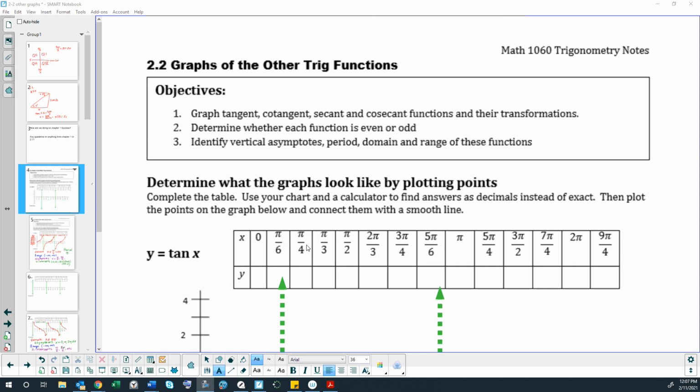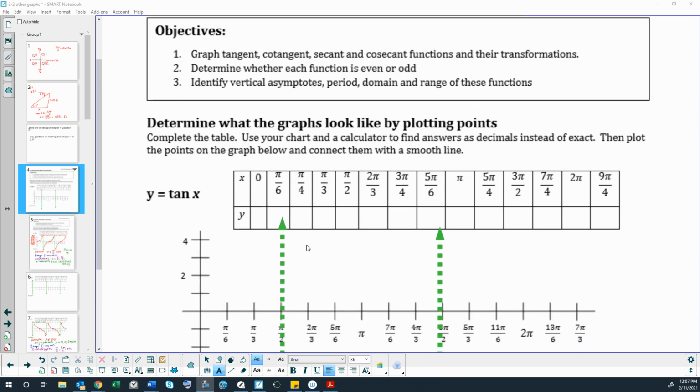All right, we are in section 2.2. We're learning about graphing our other four trig functions. So let's start with y equals tangent x. Again, this is where we plug in values for x, which are the angle. So our domain is the angle, and then we get out values for the ratio. So range, or the y value, is the ratio associated with that angle for that trig function.